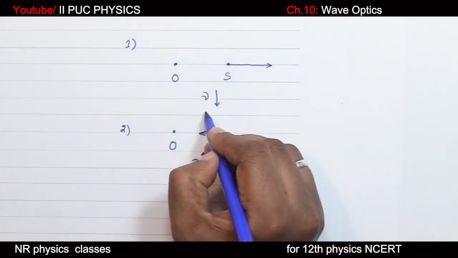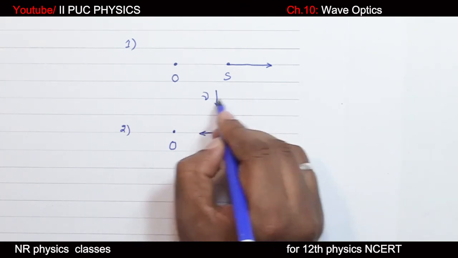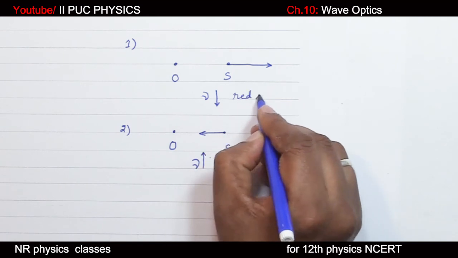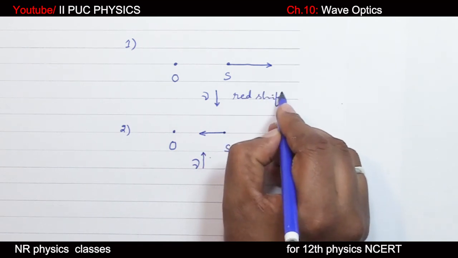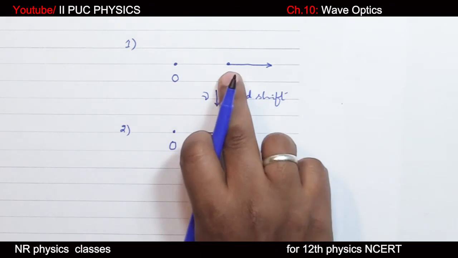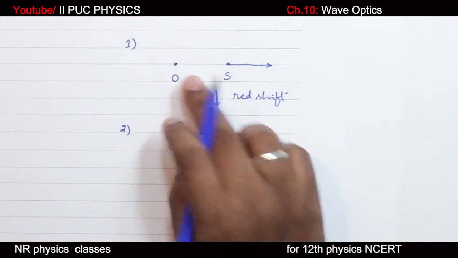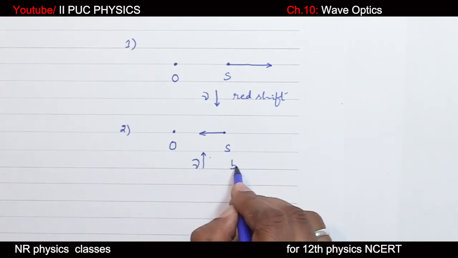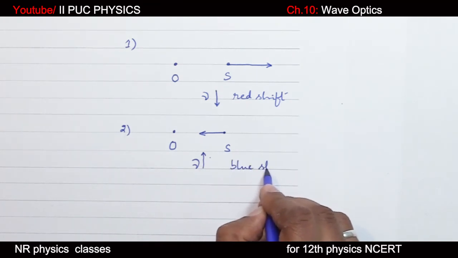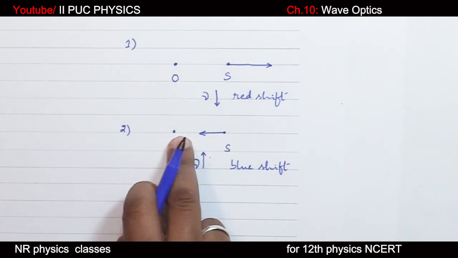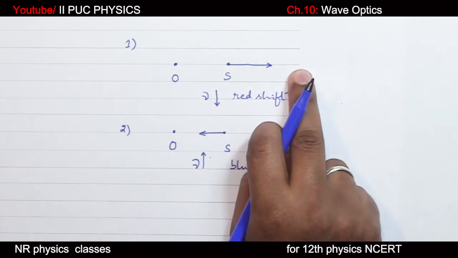Frequency decreases means, in astronomy this is also called red shift. Red shift refers to the source moving away from us. So we are the observers, isn't it? If moving towards, this is called blue shift. Blue shift, source moving towards. Red shift, moving away.